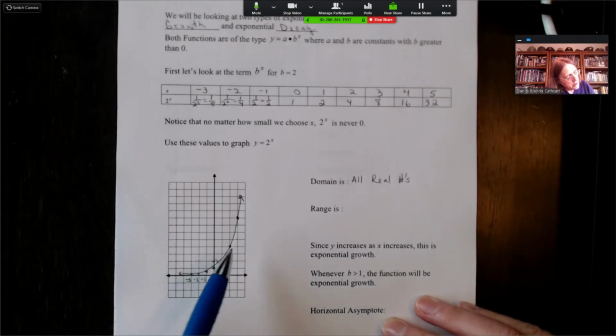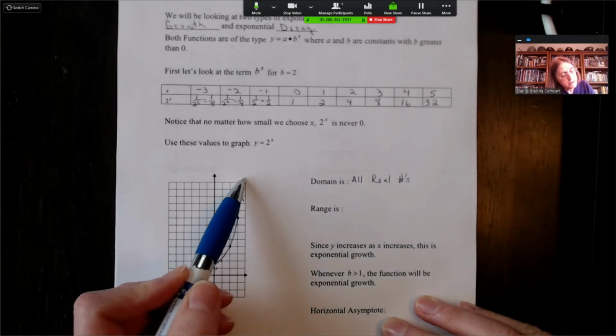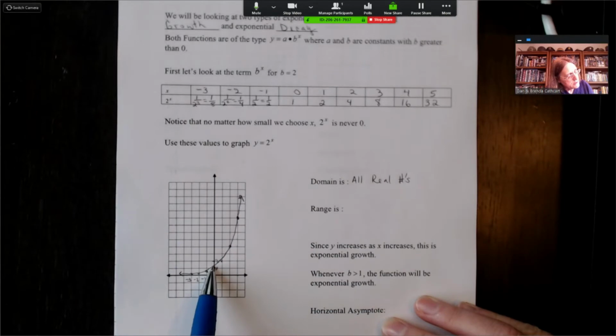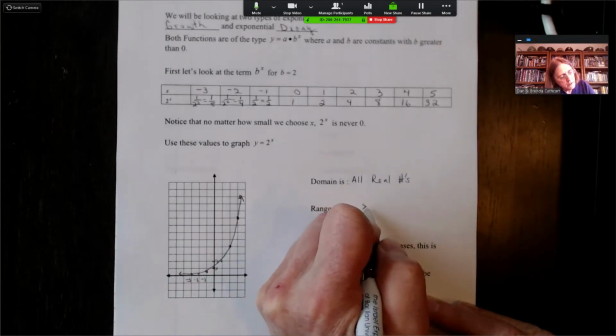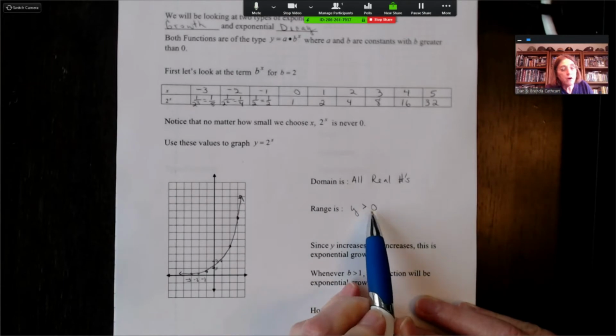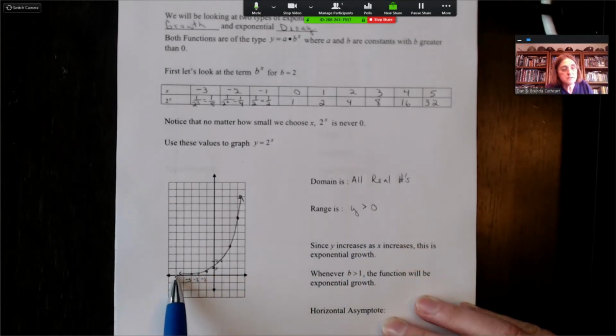Notice that as x gets larger, y gets larger. But as x gets smaller, y gets closer and closer to 0. And in fact, it never passes 0. So our range is going to be all of our y values are greater than 0. We'll never pass this x-axis.